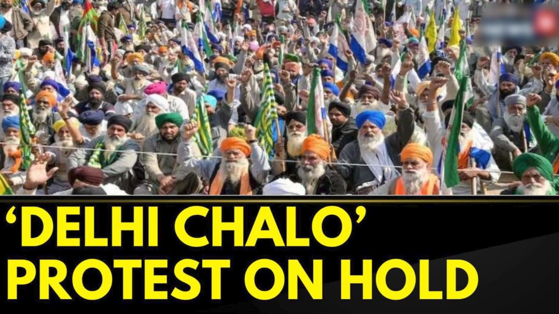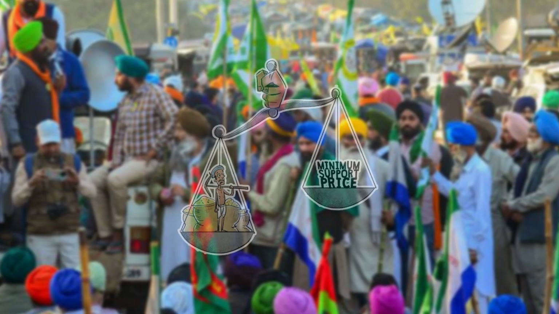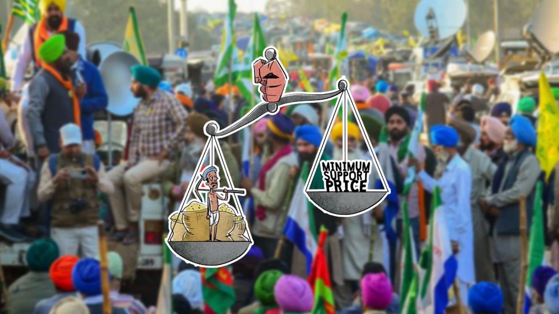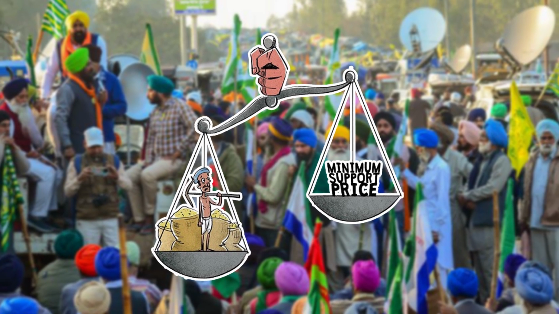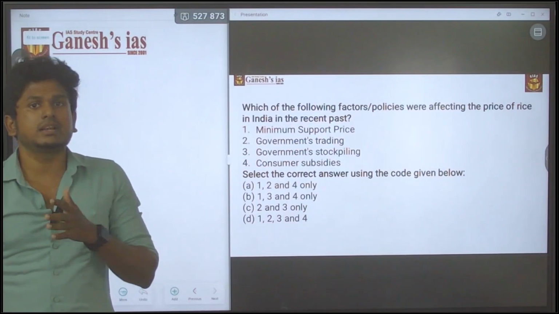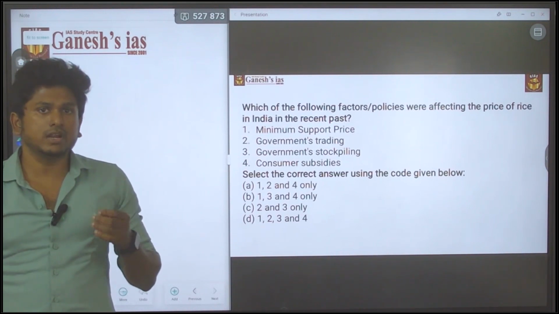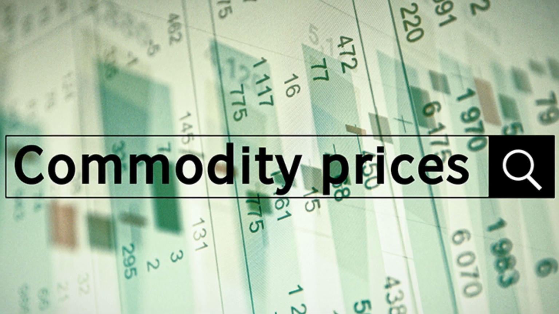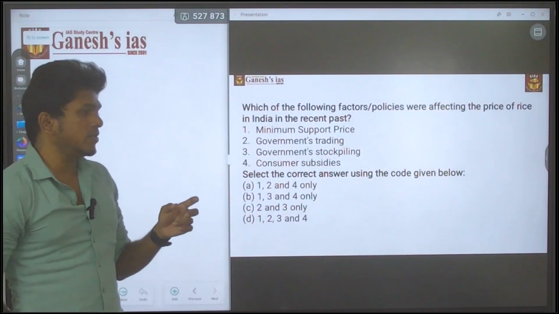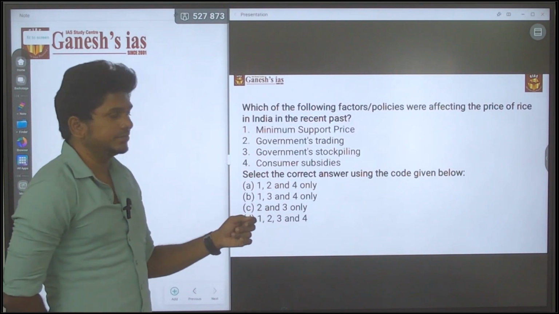See, there is also the Delhi Chalo event happening in Delhi. The Punjab and Haryana farmers are fighting for increasing the MSP price. If that is done, it will result in inflationary activity, and that will affect the prices of the commodity. So the first, MSP, is also true. By that you can easily eliminate C.